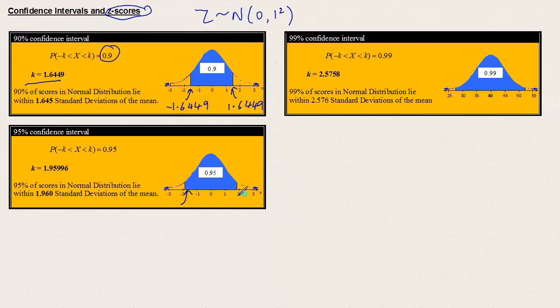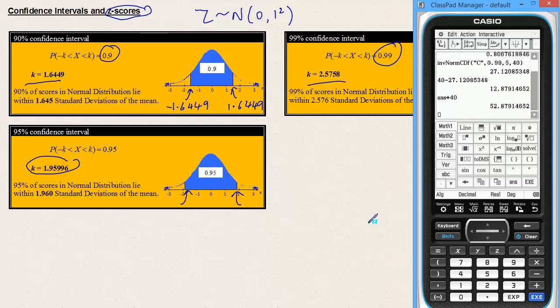The corresponding value here and here is 1.95996, and for 99%, 2.5758. Now we can certainly find these on the calculator.